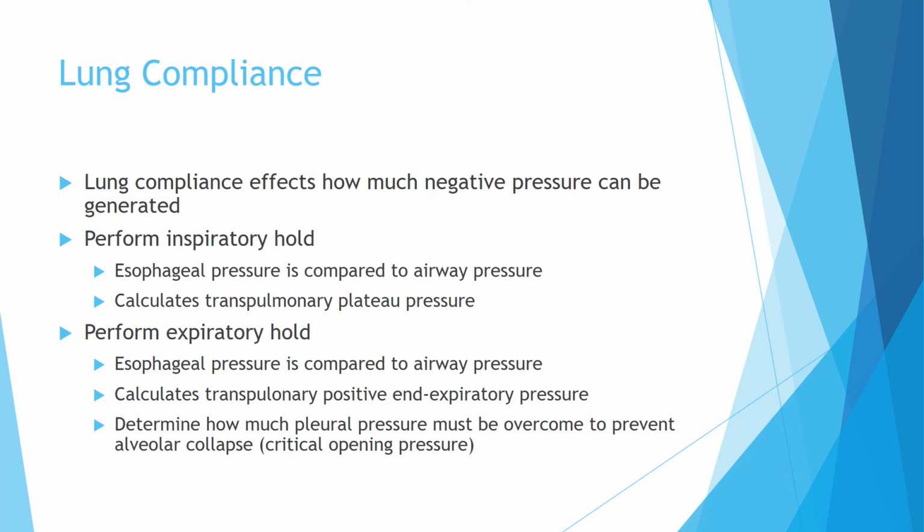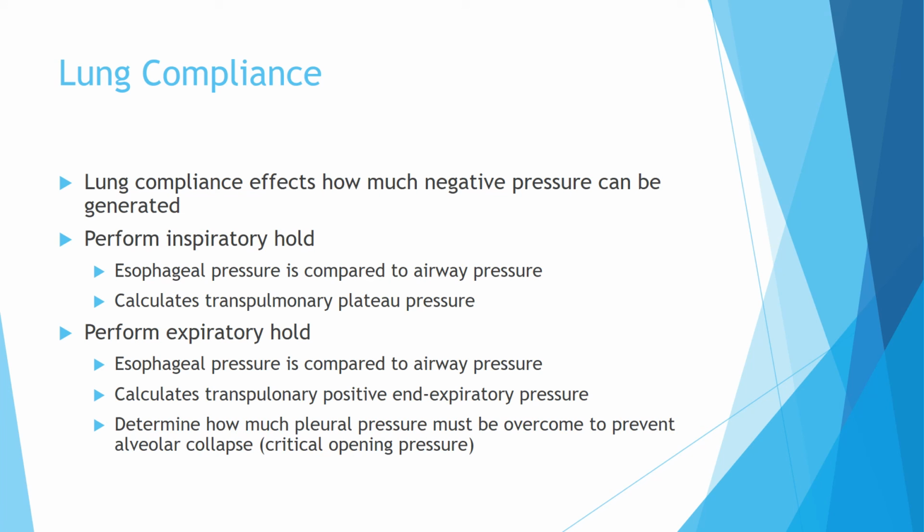So lung compliance affects how much negative pressure can be generated and how big of a breath you can breathe in. So if you perform an inspiratory hold, your esophageal pressure is going to be compared to your airway, and it's going to give you some transpulmonary plateau pressure. And if you perform an expiratory hold, it's going to be compared again, calculates your transpulmonary positive end-expiratory pressure. And it's important because it's going to give you an idea of how much pleural pressure must be overcome in order to prevent alveolar collapse.